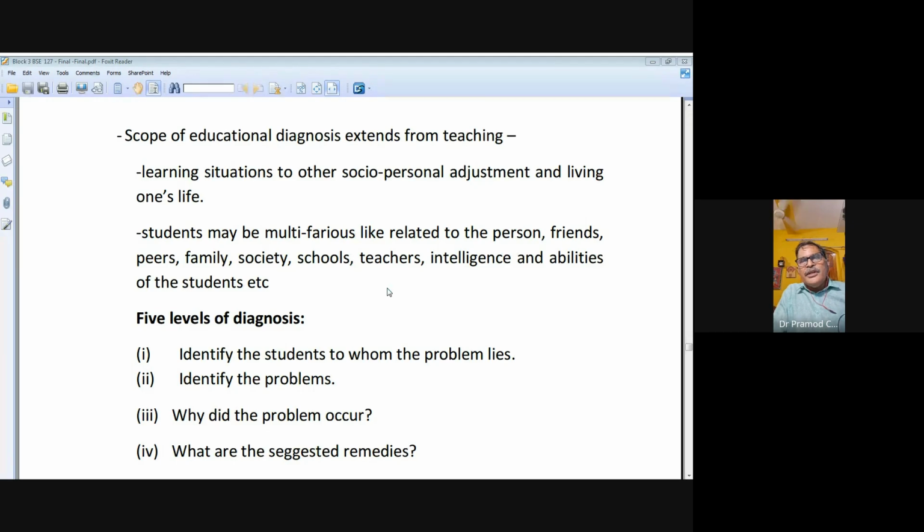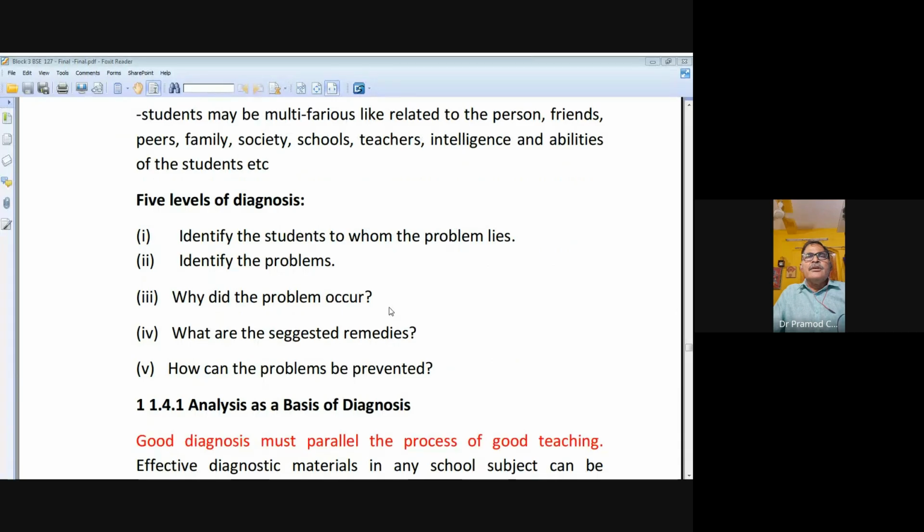So all the factors are to be taken into consideration. And when we take all these things into consideration, then definitely we will have to identify the student's problem. And when we identify the student's problem and how it is occurring, we must know what type of remedial measures we will have to suggest, we must prepare, and then we must prevent the problems the student is going to face.